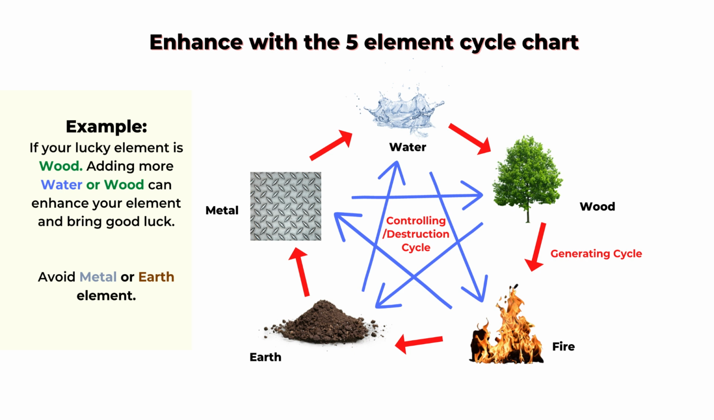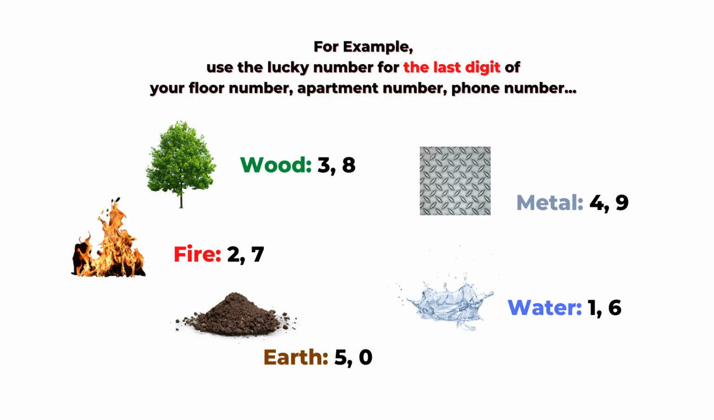And you can use the color of your lucky element or the color of your mother element. That's the element that generates your element. For example, for the wood element, you can either use wood color or color of water. Both are very lucky for you. So that is a very simple and proven way to check your lucky 5 element and use it in your daily life.